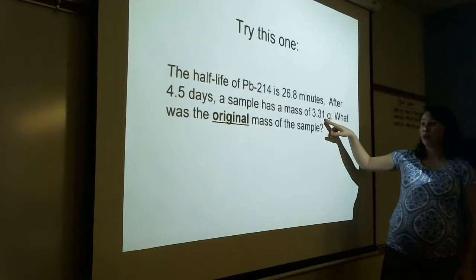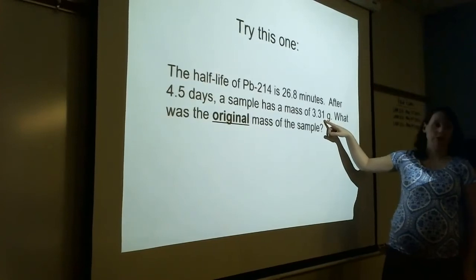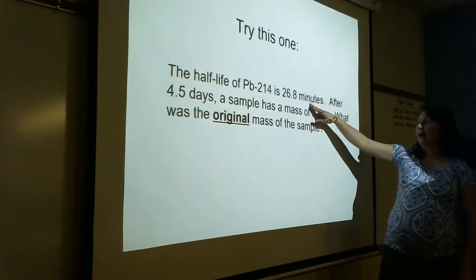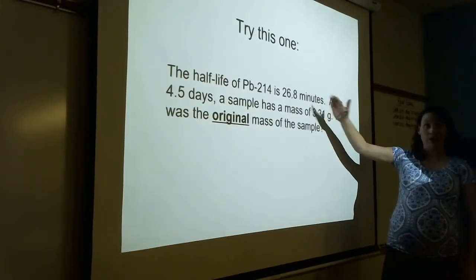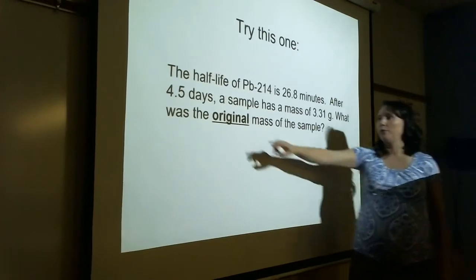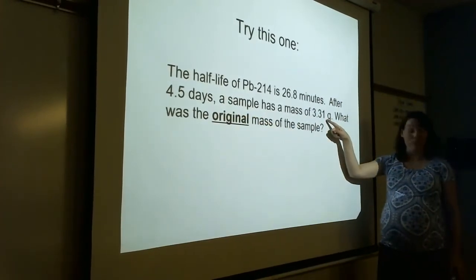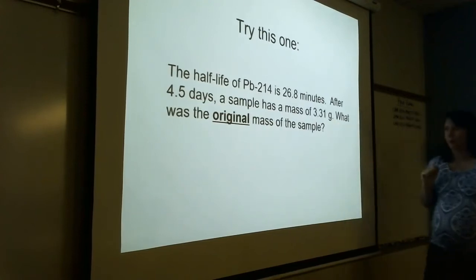If we're solving for the original mass, should that number be bigger or smaller than this? Bigger. Bigger, and a lot bigger, right? Because it's got a half-life of about every half hour. It's going down by half, right? And 4.5 days have gone by. So you would expect that original mass to be a lot bigger than 3.31.